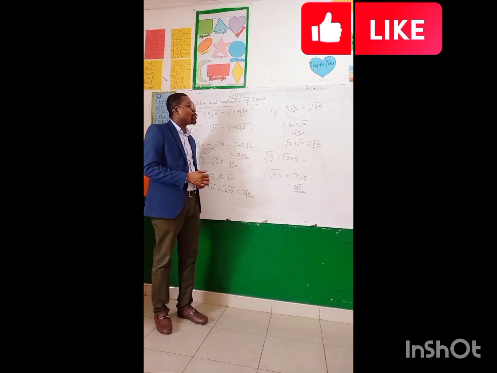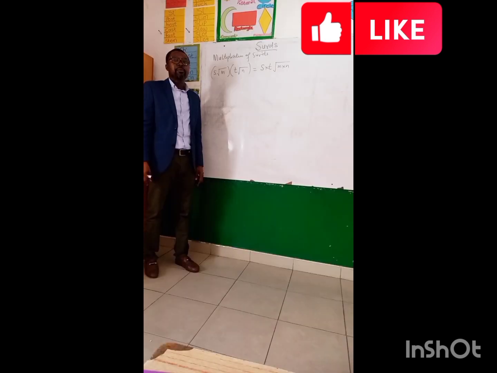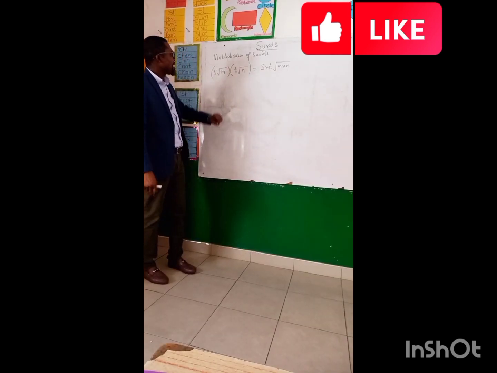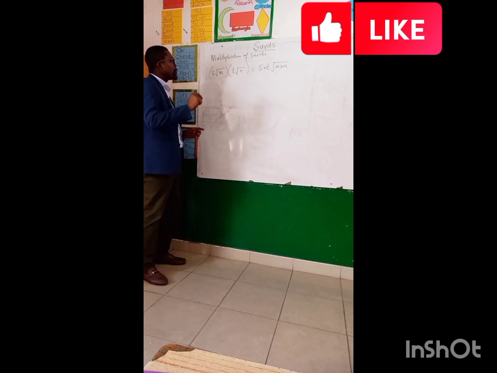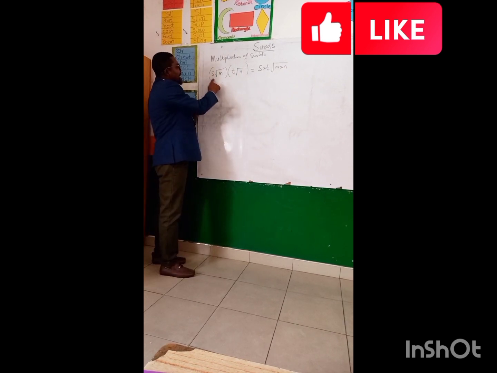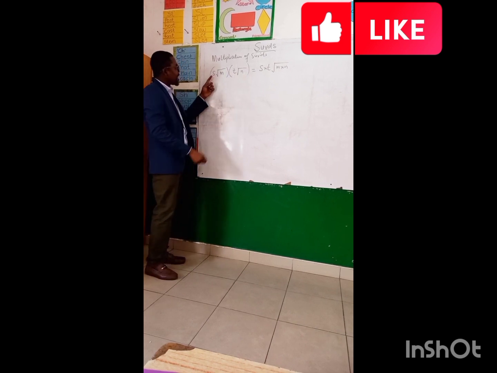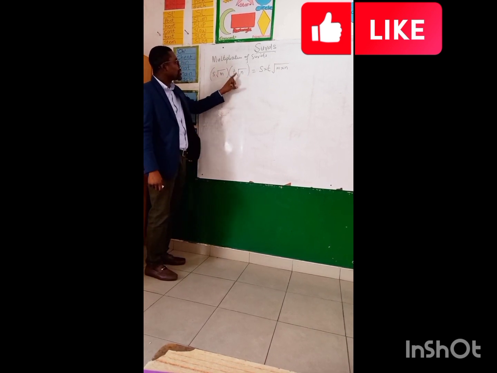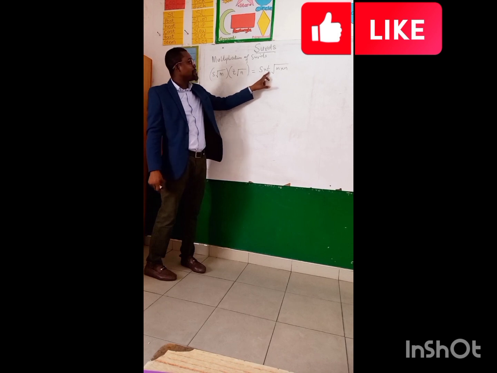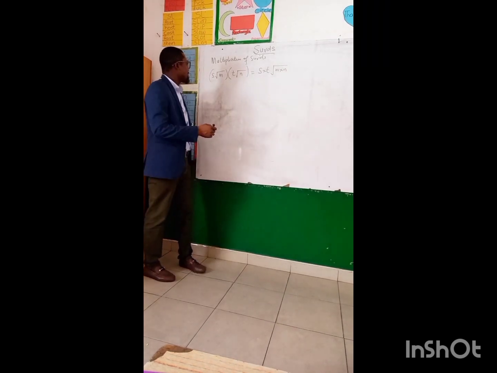Alright, let's look at how we multiply surds. In multiplication of surds, unlike addition, when we are multiplying surds, we multiply the numbers in front of the root as well as the numbers under the root. So if I have s root m multiplying t root n, that should give me s times t root of m times n. So let's take an example.